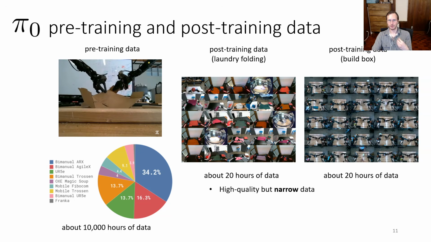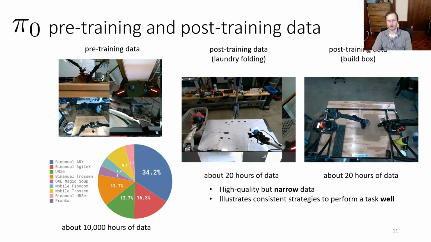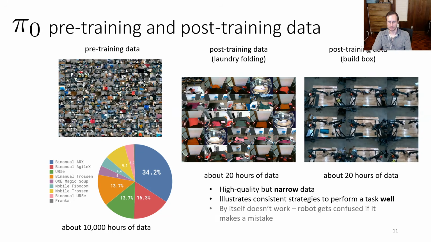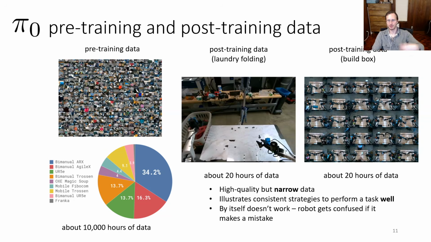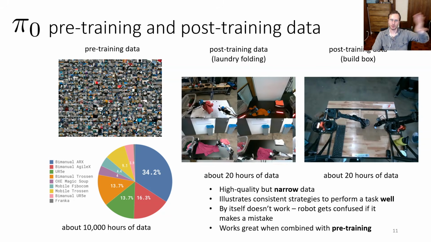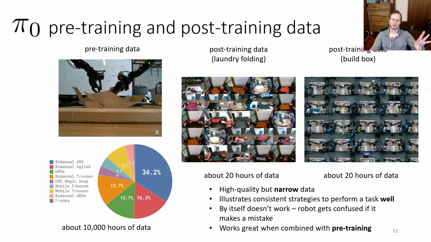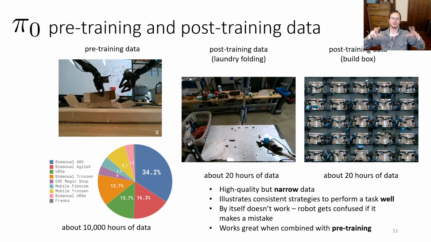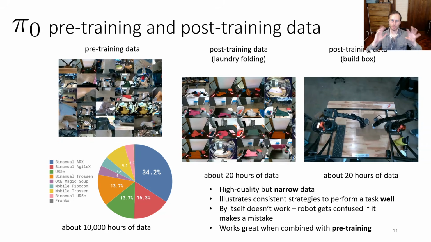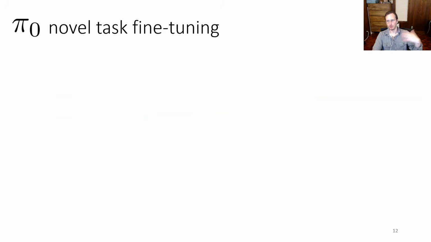So the reason for this is that the post-training data is quite narrow. It illustrates consistent strategies to perform the task well, and because those strategies are very consistent, they don't have a lot of variability in the kinds of mistakes that you see. So by itself, this doesn't work. The robot gets confused if it makes a mistake. But when you combine it with pre-training, the pre-training data illustrates many different situations, and seeing all those different situations allows the robot to understand what to do when something unusual happens. So you really need both the pre-training and the post-training stage. And if you can combine them, then you can get really good performance.